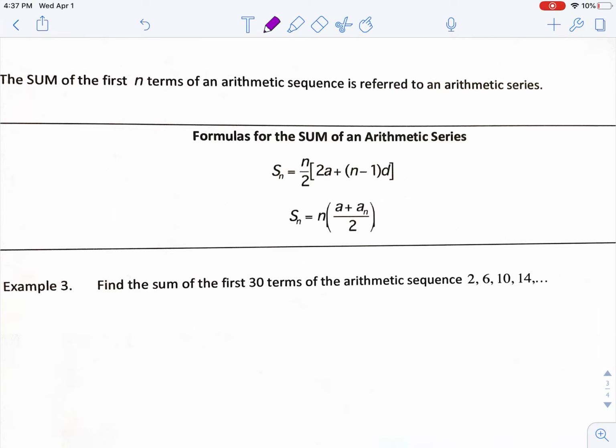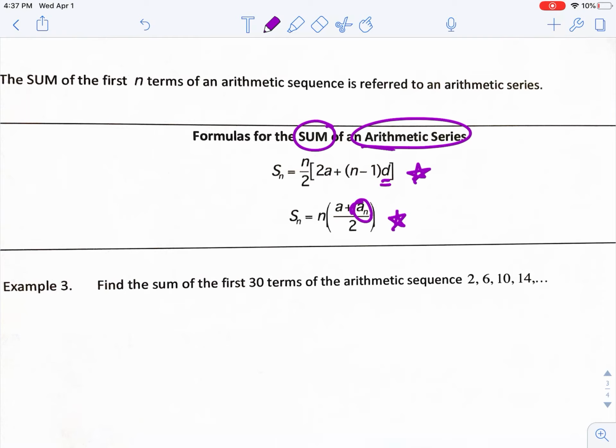Let's say we wanted to find the sum of a bunch of numbers in a sequence, and we wanted to add them up, but we didn't want to just add them up manually. So this is a formula that's going to give us the sum of an arithmetic sequence, and there are 2 different versions. The difference between them is that this one has D, this one has A sub n. So if you have D given to you, you would use the first equation. If you have A sub n, you would use the second equation. That's really the only difference. They're just variations of each other.